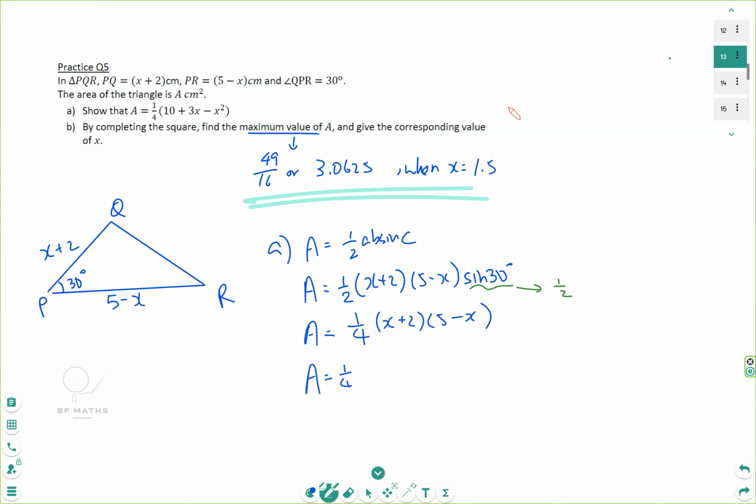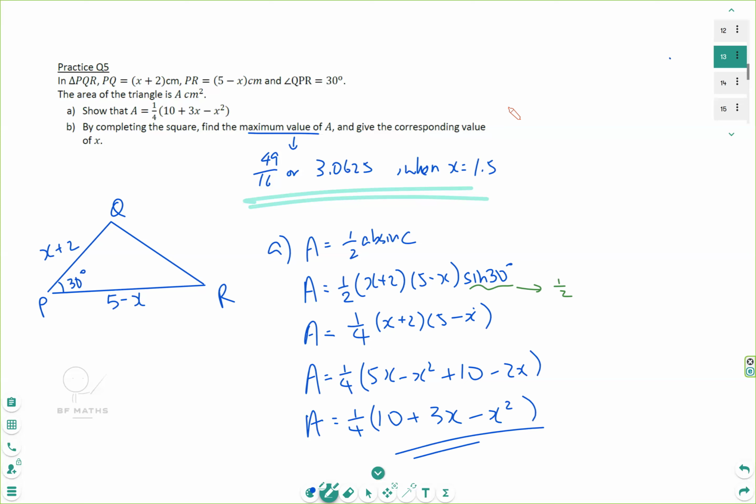So A equals a quarter times x times 5, 5x, x times minus x is minus x squared, 2 times 5 is plus 10, 2 times x is 2x, minus 2x. And simplify the bracket, put in their order. 10 goes first, plus 5x, and then, oh, I made a mistake somewhere. x minus x squared. Oh, hang on. No, I didn't. I just read it wrong. I thought that was x squared. 5x minus 2x is 3x, and then minus x squared.